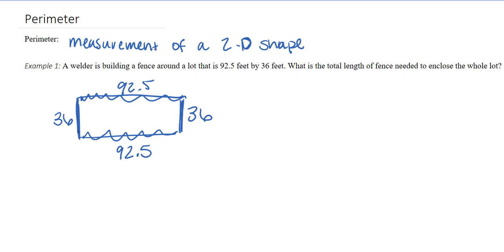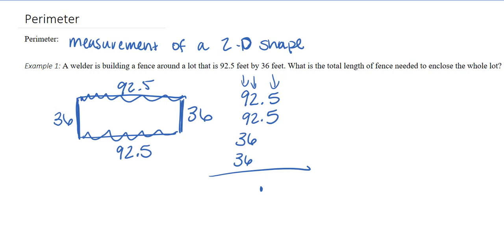So all we do to find the perimeter is we're going to add up all of these numbers. So 92.5 plus 92.5, we're just going to go ahead and add it up. And so we just line up the place values. So right, all the ones are together, the decimals are together, and then we have our tens. So let's go ahead and solve. So let's add our decimal here.